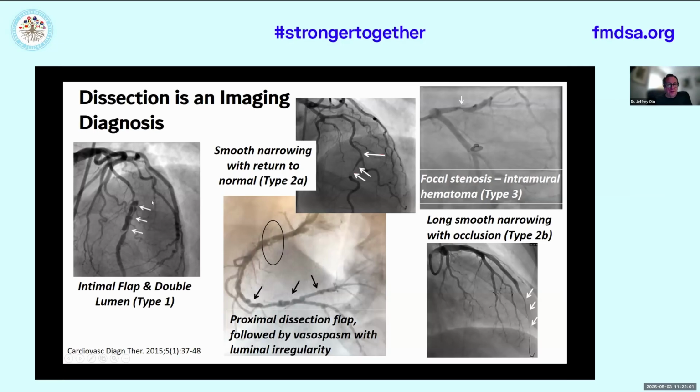This shows that same slide that I showed you before. It shows you the various types of SCAD. I'm not going to get into that because Dr. Kim is going to get into that. But I want you to look at this image here. This is the right coronary artery.